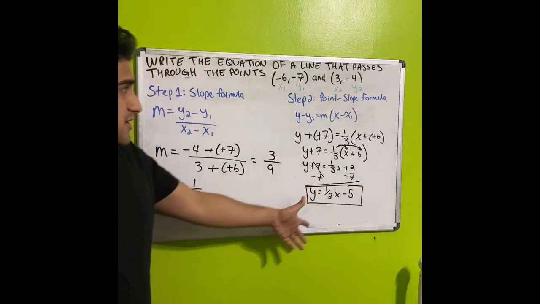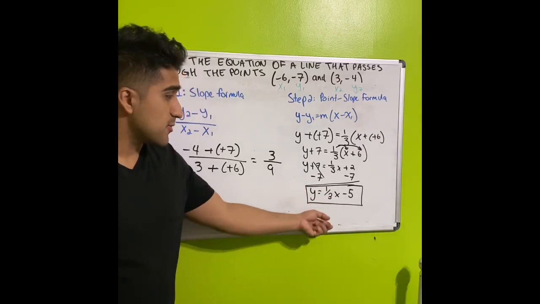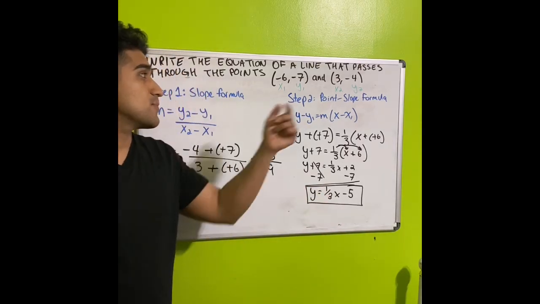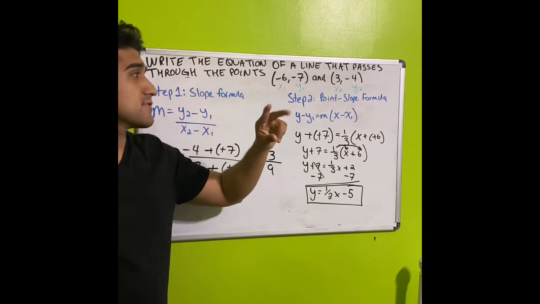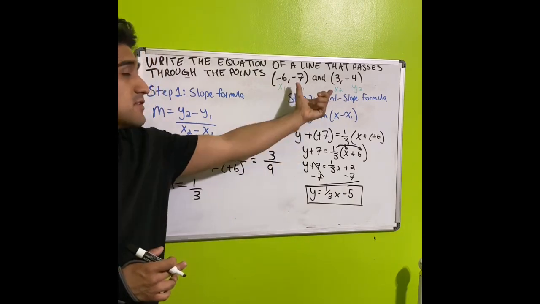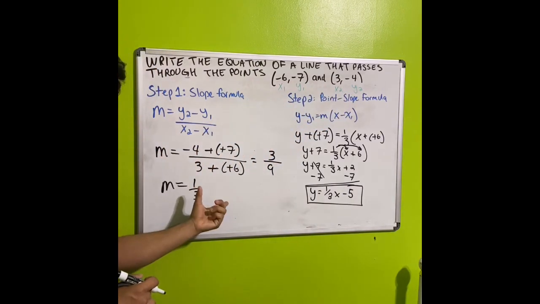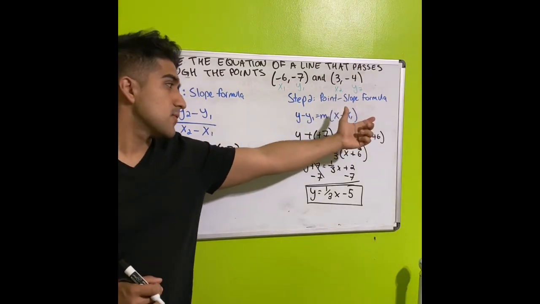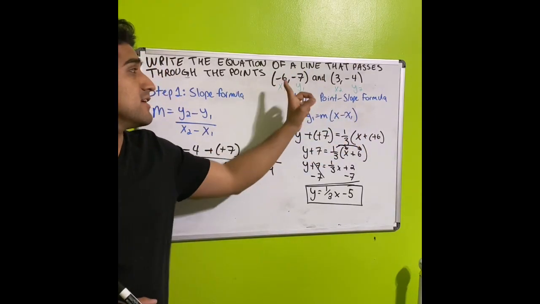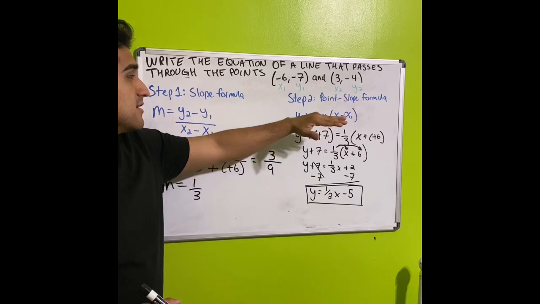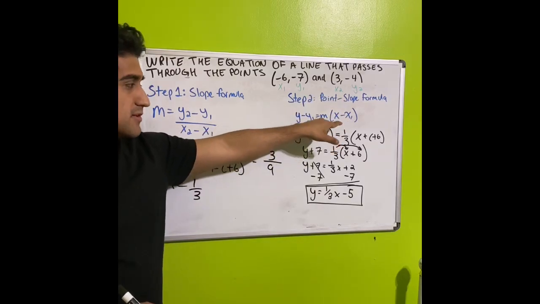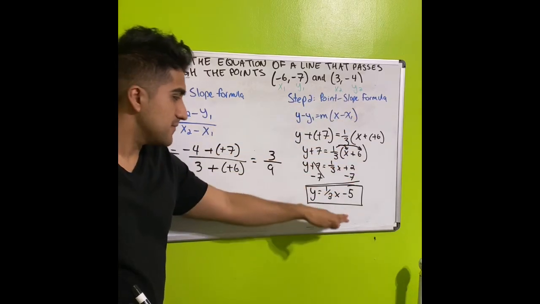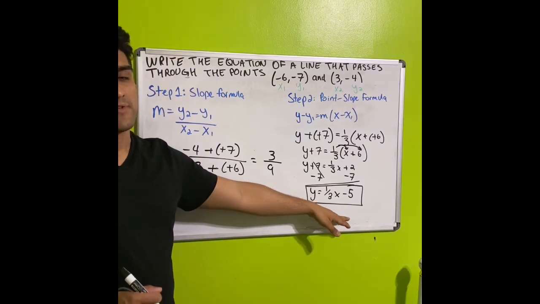So what we did right here is we wrote a linear equation just given two coordinate points. What we did first is using these two coordinate points, we found the slope. And then using the point slope formula, we used the slope and any coordinate point, plugged it into the point slope formula, did a little math, and now we have our linear equation.